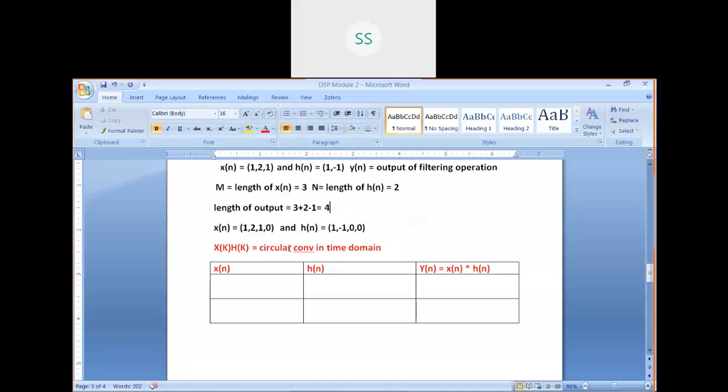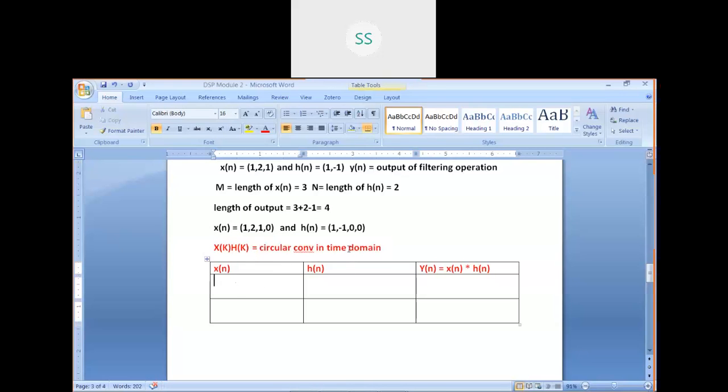So for this reason, instead of calculating this part, X of k into H of k, we will calculate this part. Anyway, these two are equal. So that's why in part A we have tried with this. Now in part B we will try with this. This particular operation should also yield the same result.